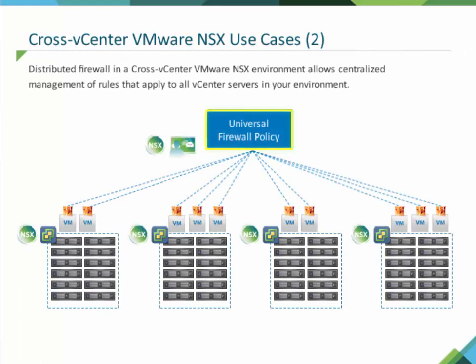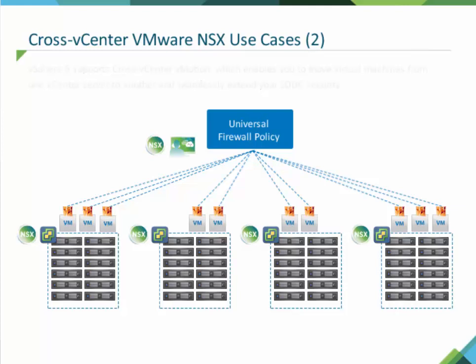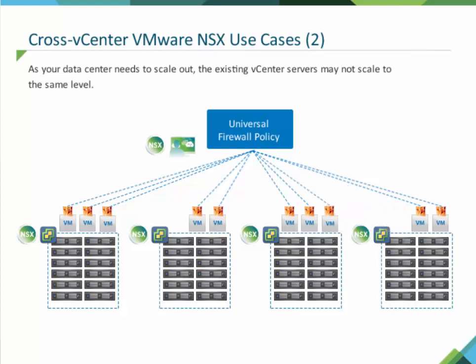Distributed firewall in a cross vCenter VMware NSX environment allows centralized management of rules that apply to all vCenter servers in your environment. vSphere 6 supports cross vCenter vMotion, which enables you to move virtual machines from one vCenter server to another and seamlessly extend your SDDC security. As your data center needs to scale out, the existing vCenter servers may not scale to the same level. This may require you to move a set of applications to newer hosts that are managed by a different vCenter server.